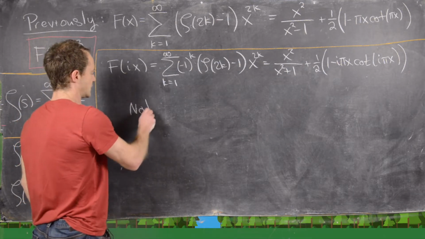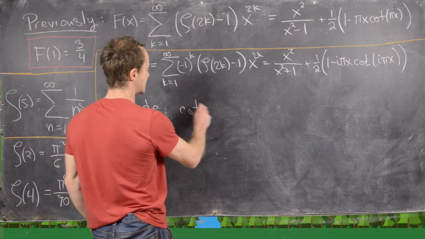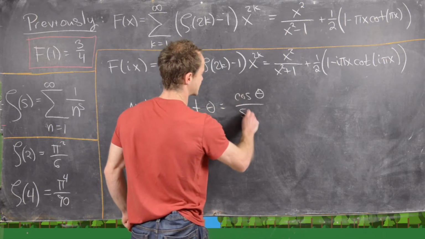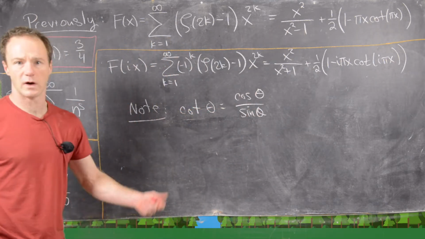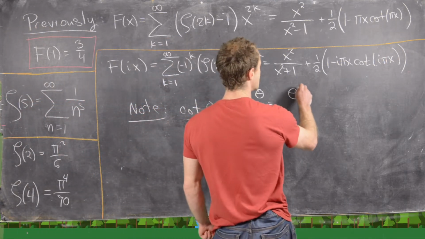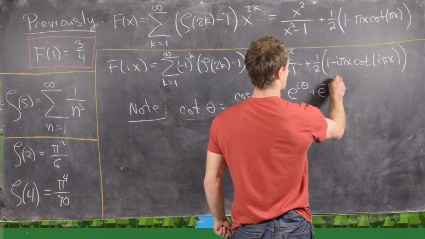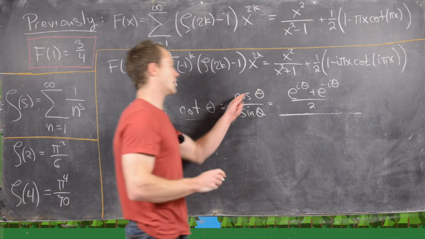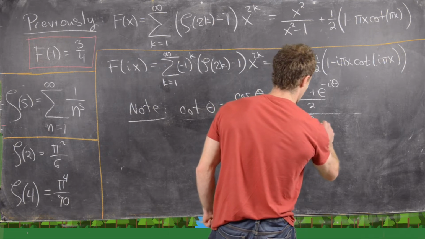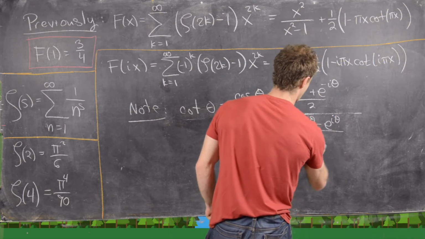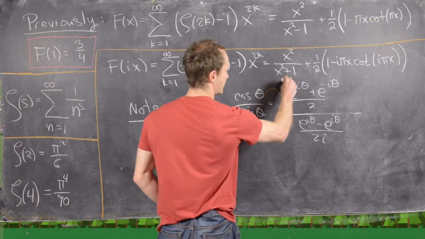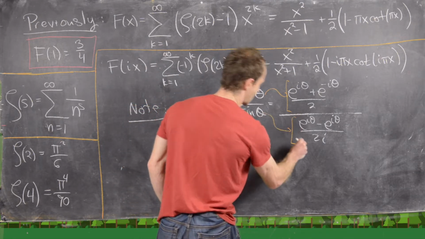So notice we have the following. Cotangent of theta equals cosine of theta over sine of theta. That's a well-known identity, that's how cotangent is defined in a sense. And this is equal to e to the i theta plus e to the minus i theta over 2, so that is what cosine theta is. And then sine theta is given by e to the i theta minus e to the minus i theta over 2i. So like I said, this numerator whole thing right here is cosine, and this big denominator is sine.